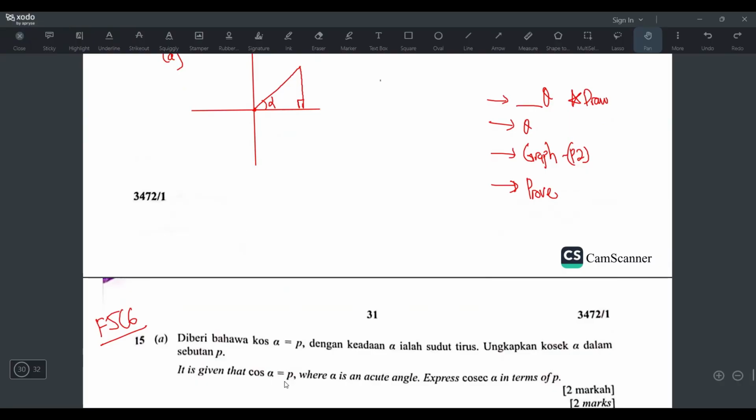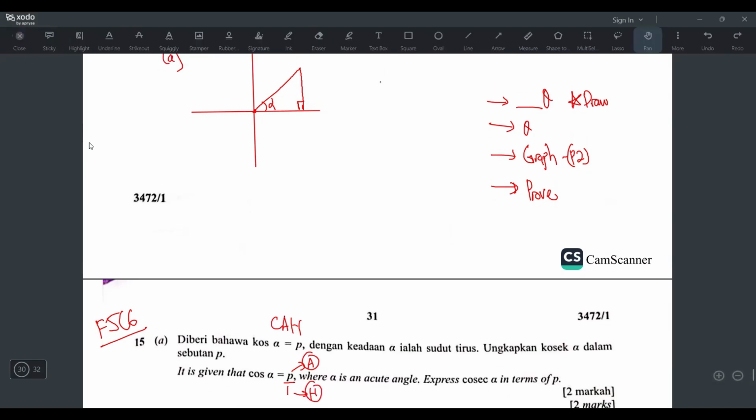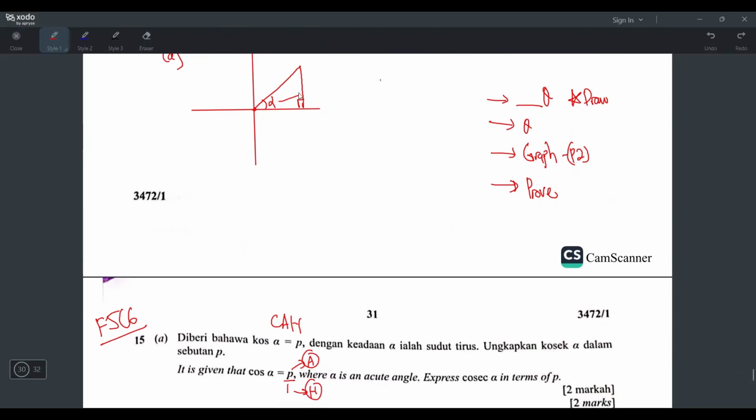So cos alpha is P over 1. You remember the formula SOHCAHTOA. So cos is CAH, so the formula is adjacent over hypotenuse. So cos alpha equals P, and P with nothing below means P over 1. So the adjacent is actually P and the hypotenuse is 1. So I will go label the A and H now. The angle is here. Opposite the angle we call O, opposite the 90 we call H. The last one is A. So take your eraser, erase A and write P, erase H and write 1.